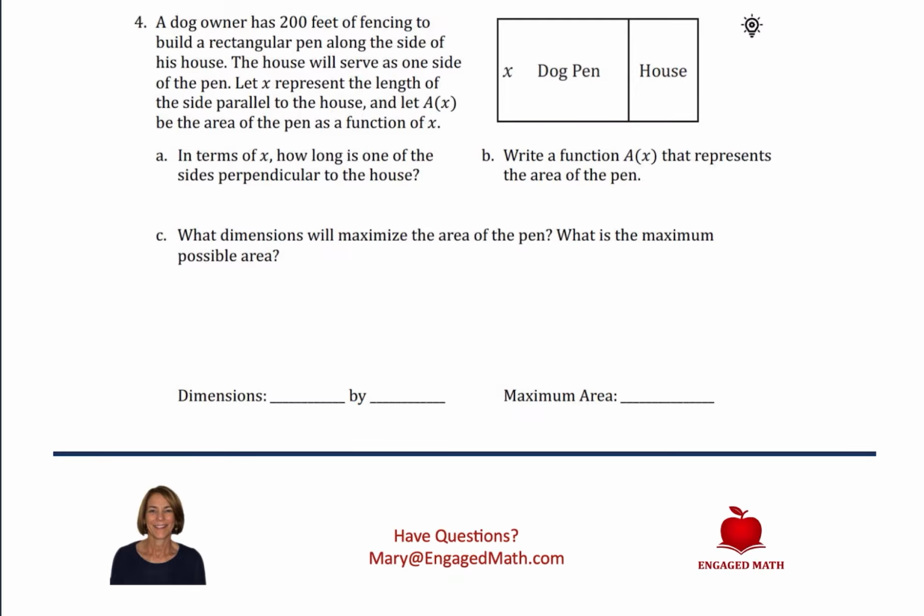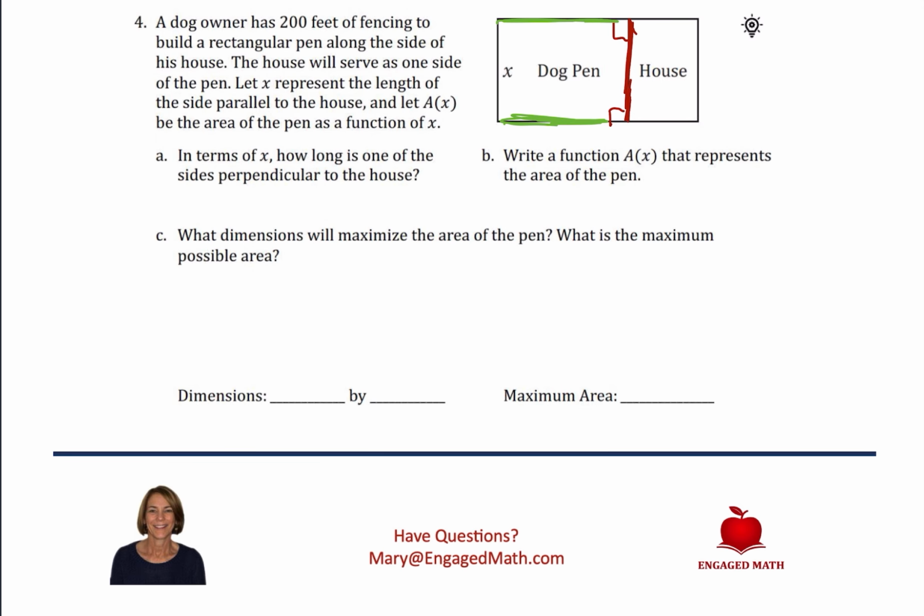And I'm assuming you already read the problem, so we're going to jump right in and look at Part A. It says, in terms of x, how long is one of the sides perpendicular to the house? So we know perpendicular means that it forms right angles. So these two sides are going to have to be congruent. I'm going to make these sides green.